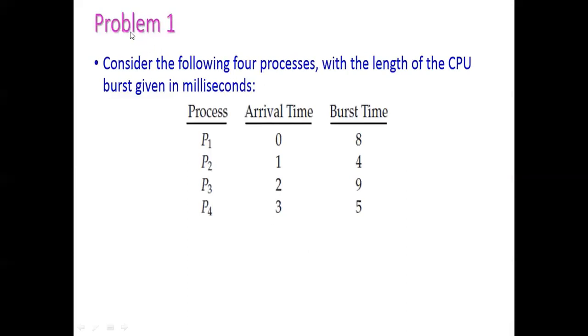Let us start to focus on the problem. First problem: consider the following four processes P1, P2, P3 and P4. And here are the arrival time and the burst time of the processes. Four processes are given here. So first of all, if you solve the problem by applying the shortest job first algorithm, the CPU burst time is focused first. See which one has the shortest or smallest CPU burst time? Process P2. So it will be executed first.